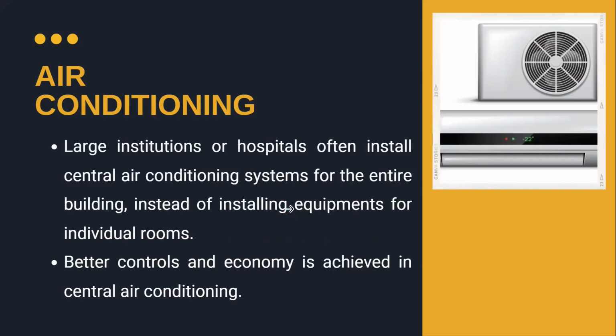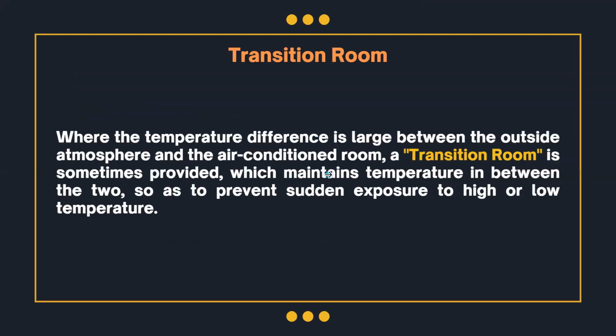Large institutions or hospitals often install central air conditioning systems for the entire building instead of installing equipment for individual rooms. Better controls and economy is achieved in central air conditioning. Transition room. Where the temperature difference is large between the outside atmosphere and the air-conditioned room, a transition room is sometimes provided, which maintains temperature in between the two so as to prevent sudden exposure to high or low temperature.